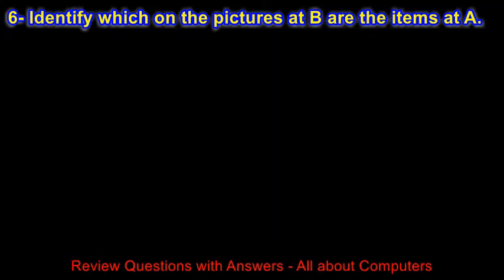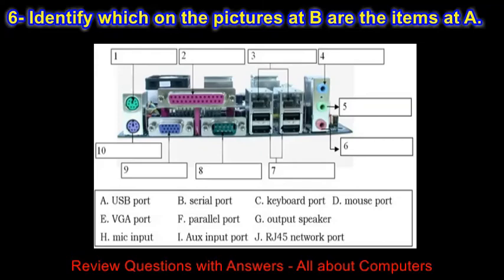Okay. Next, we have also here the back panel of a motherboard. So number 1, that would be mouse port, letter D. Number 2, that would be parallel port, letter F. And then number 3, that would be RJ45 network port. One is for RJ45, another one is, I think, RJ11.